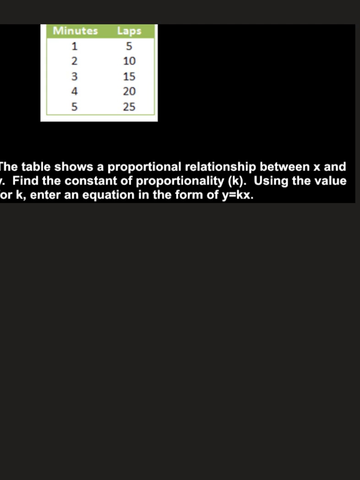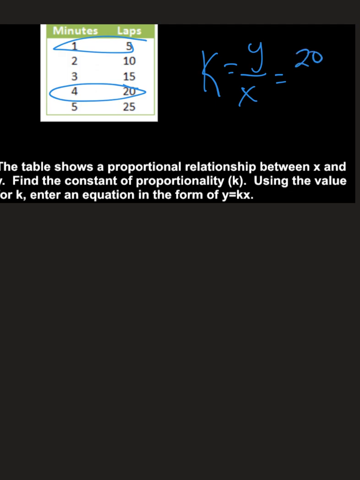So what we're going to do is find the constant of proportionality. Remember, that's k, and that's equal to y over x. Since I know it's proportional, I'm just going to pick a y and an x, and I can pick any of them. They should all simplify to the same thing, and they do. So I'm going to go with 20 over 4 just to show how I can simplify down to 5 over 1. And I get 5 over 1, which is 5.